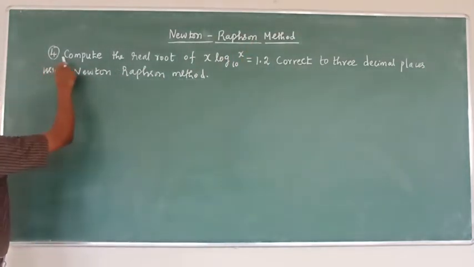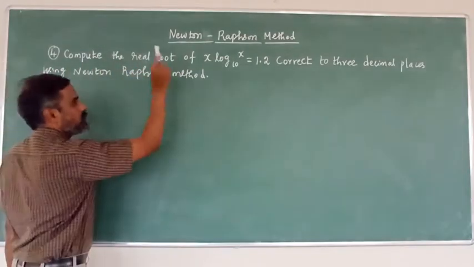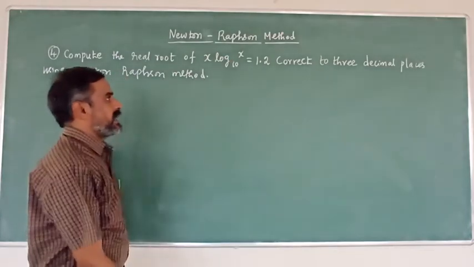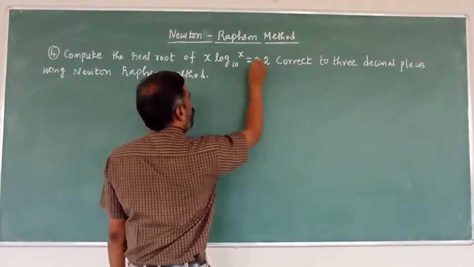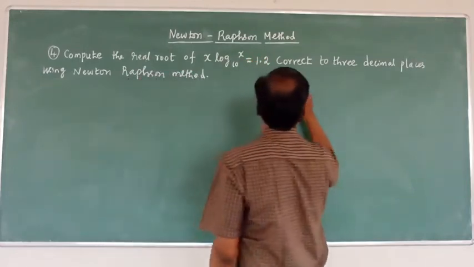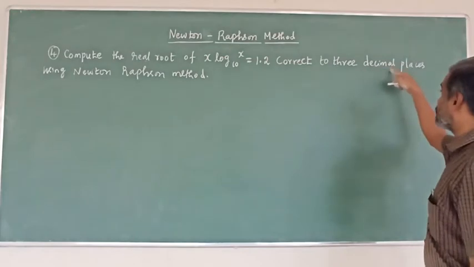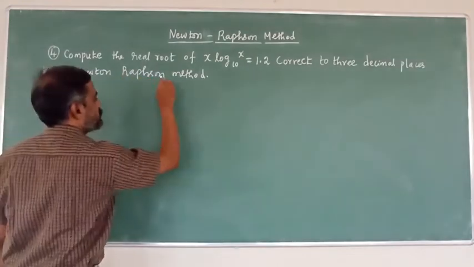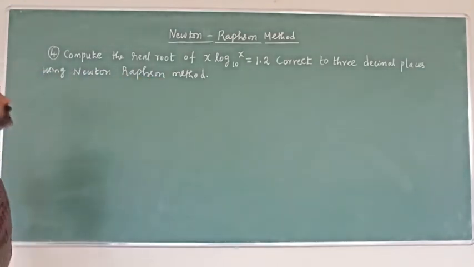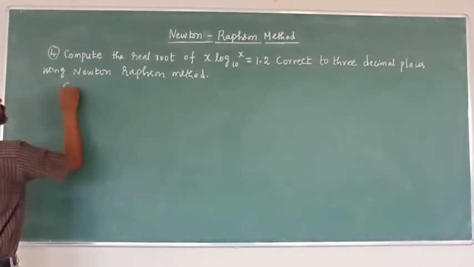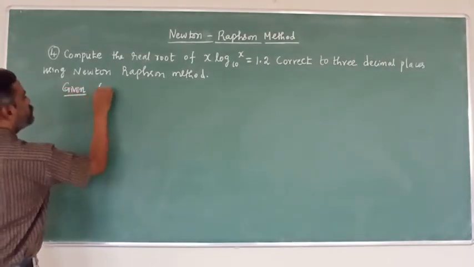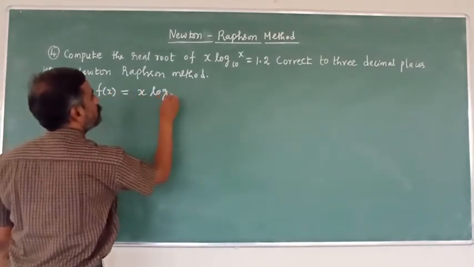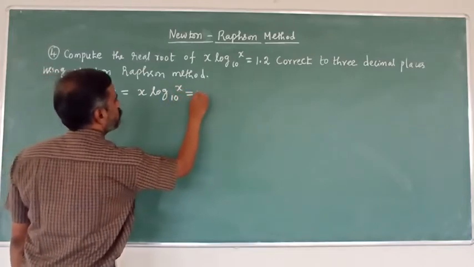Fourth sum. To compute the real root of x log₁₀ x = 1.2, correct to 3 decimal places, using Newton's Raphson method. You are given f(x) = x log₁₀ x = 1.2.